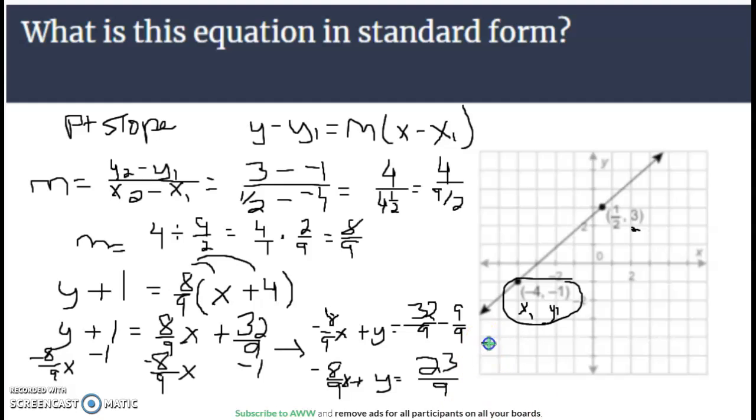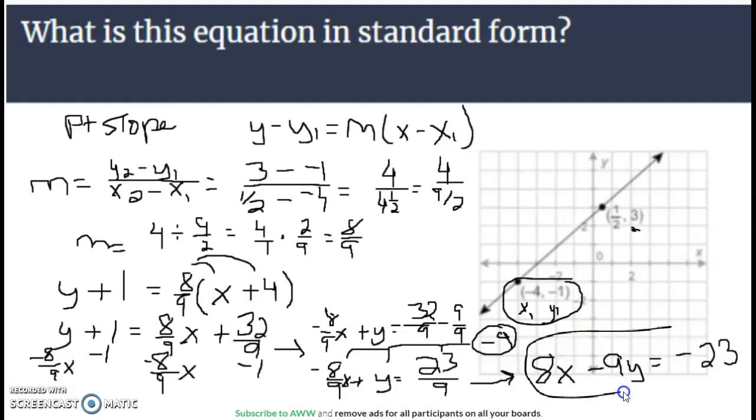But I'm going to multiply it by a -9. Why do I do that? To get rid of that negative on the front. Remember, the a number needs to be positive. So here we go. Final answer: positive 8x minus 9y equals -23. And that is the equation in standard form.